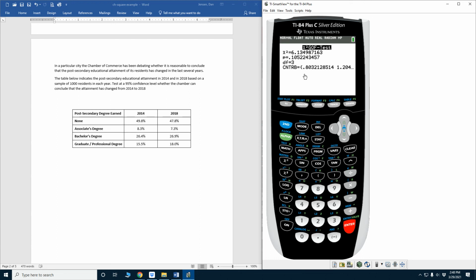So we have a chi-square value of 6.135 with a p-value of 0.105. And so again, we cannot reject our null hypothesis. We cannot, in this situation, conclude that there's been a change in the distribution of post-secondary degrees earned from 2014 to 2018. Clearly, the samples are different. The sample in 18 is different than the sample in 14, but they're not different enough to conclude that for the entire population that there's a difference. Okay, so there's a quick look at chi-square goodness of fit test using the graphing calculator.